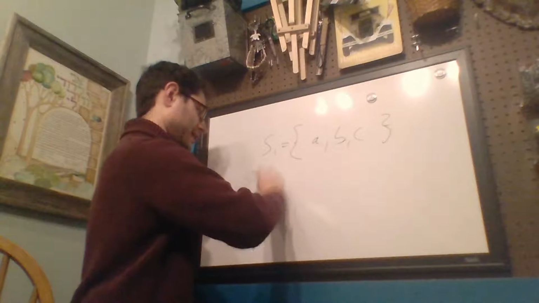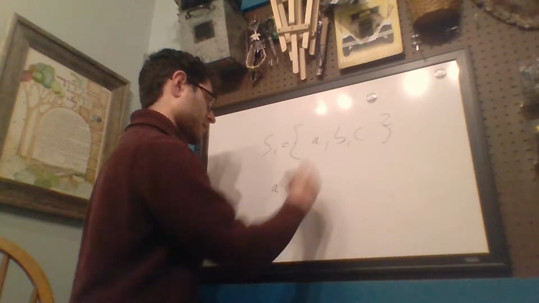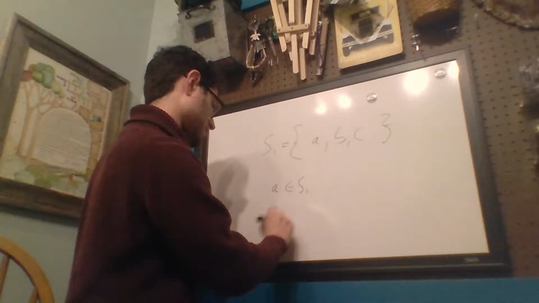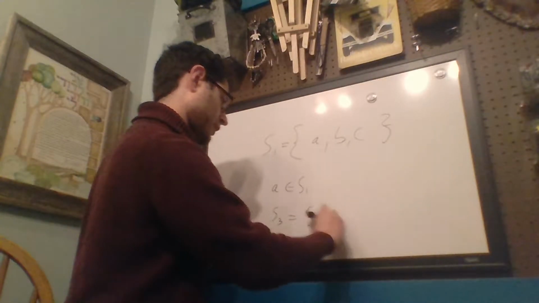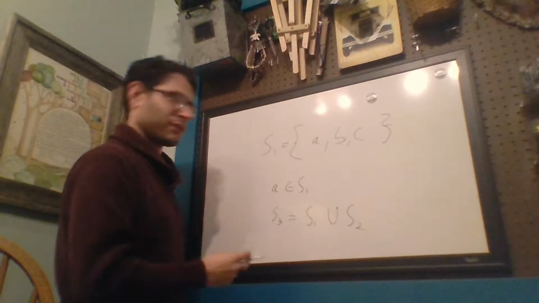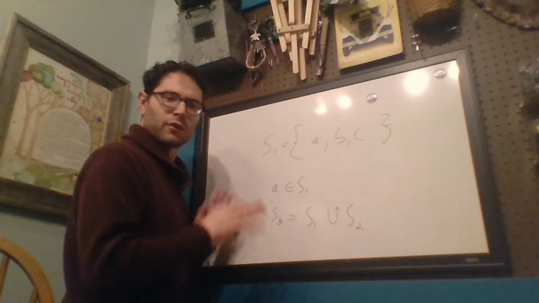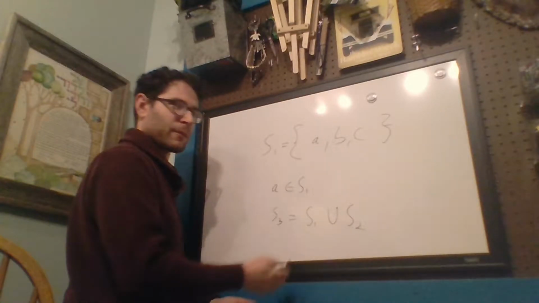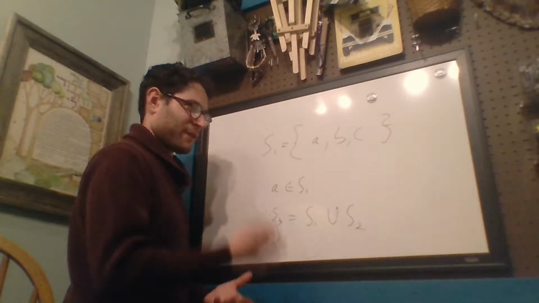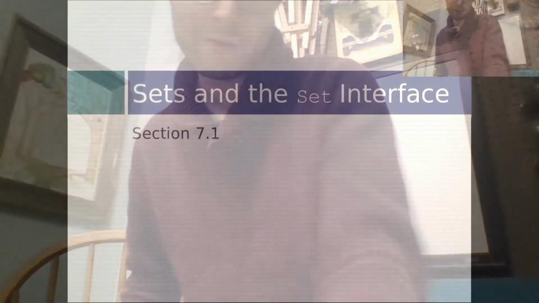So we can say stuff like A is a member of S1. We can say S3 is a union of S1 and S2. We can do those kinds of operations with sets. Hopefully you've taken a math concepts class and dealt with sets beforehand. If by some twist of fate you have not, don't worry, these are fairly straightforward. It just helps if you already know this stuff. Okay, so let's go back to the slides.